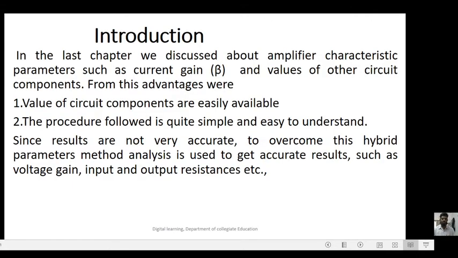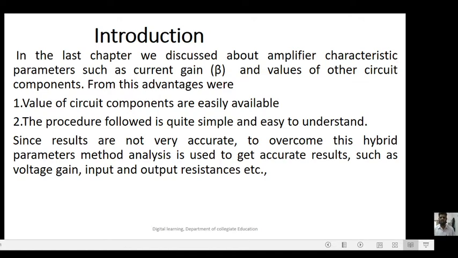Introduction. In the last chapter we discussed the amplifier characteristic parameters such as current gain and values of other circuit components. The advantage is that the values of circuit components are easily available, and the procedure followed is quite simple and easy to understand. Since the results are not very accurate, to overcome this the hybrid parameters method of analysis is used to get accurate results such as voltage gain, input and output resistances, etc.